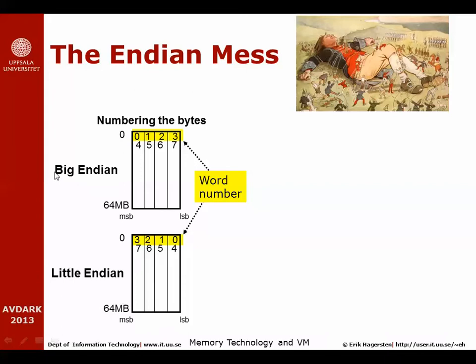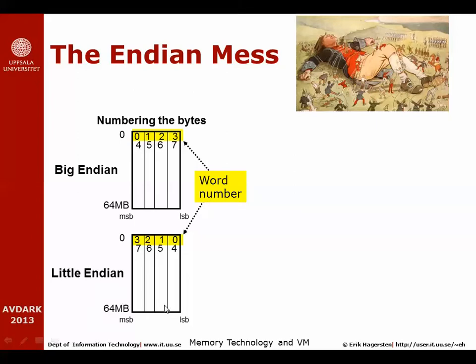Okay, so the big endian people say that the most significant byte of a word should be numbered 0. In the yellow box here is a word in a machine. We will assume here that the word is 4 bytes in this example. And the big endian people say that the most significant byte of that word should be numbered 0, and then 1, 2, 3, 4, 5, 6. So that's how they number the bytes in the memory.